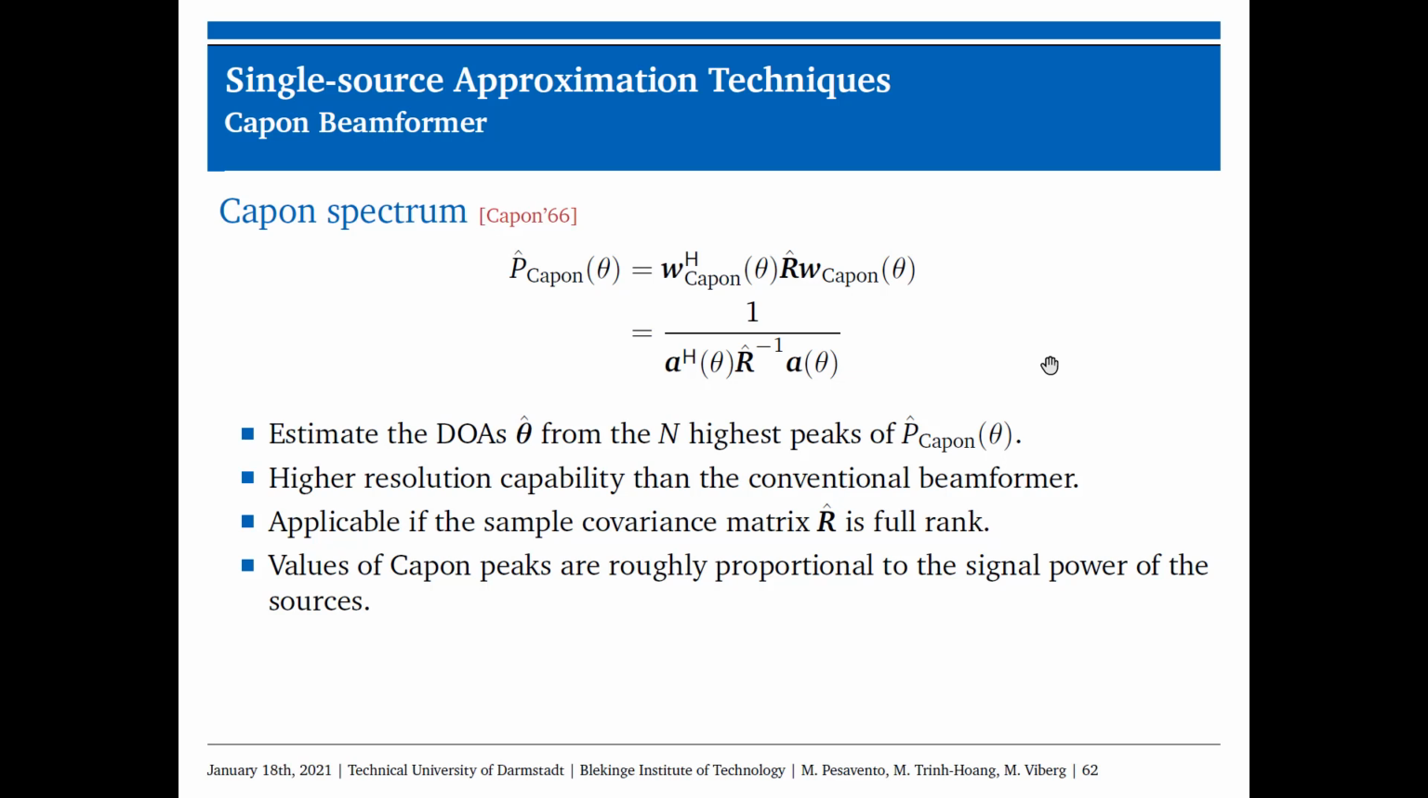Due to the implicit suppression of the interference, the Capon beamformer has a higher resolution capability than the conventional beamformer. Here, we also remark that the Capon beamformer requires the sample covariance matrix, given here as R hat. It has to be invertible. This means that the number of snapshots must be at least as large as the number of sensors. If it is not the case, then we can apply some ad hoc procedure, for example diagonal loading, to make R hat invertible again.